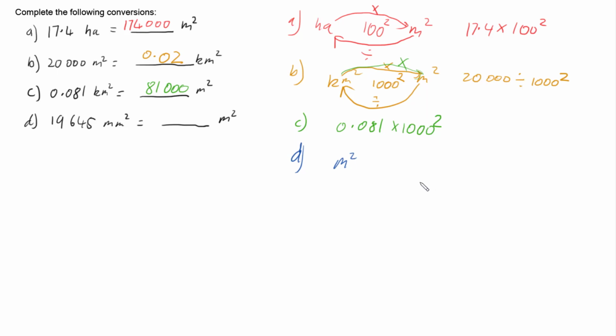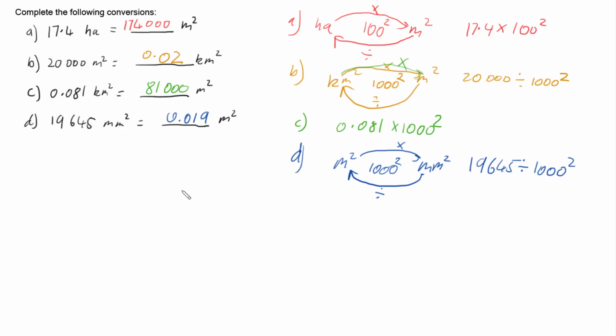Lastly, part D is that we've got millimeters squared going to meters squared. So meters squared is huge. Millimeters squared, not so big. Now there are 1,000 millimeters in a meter, and then they're squared, so we square them. So if I was going from meters down to millimeters, I'd multiply, but we're actually doing millimeters up to meters squared, so I'm going to divide. So I'm going to do 19,645 divide by 1,000 squared, and that's going to give us 0.019 meters squared. And there we go, we're done.